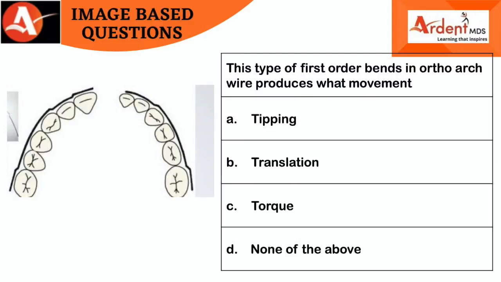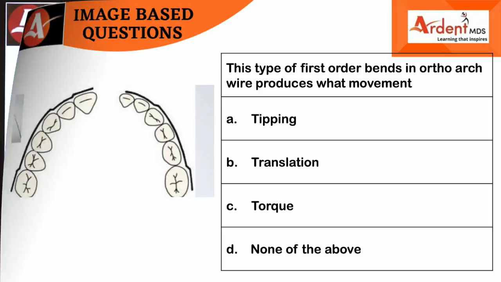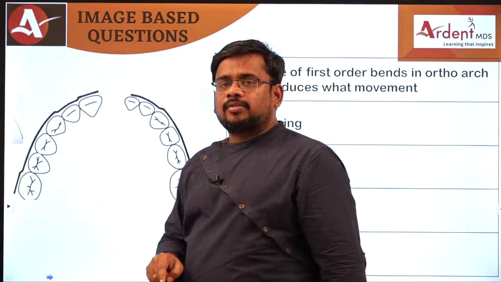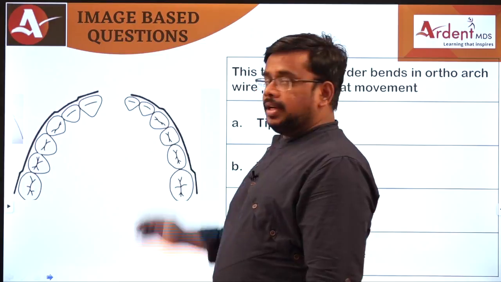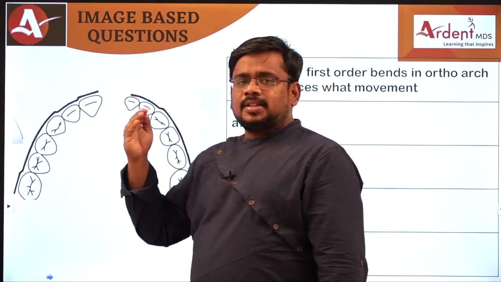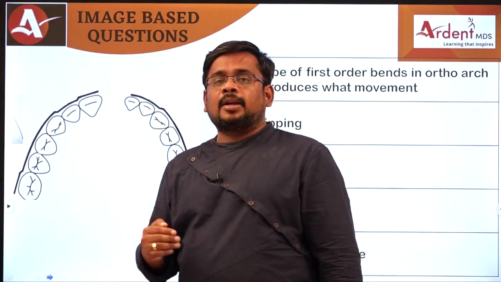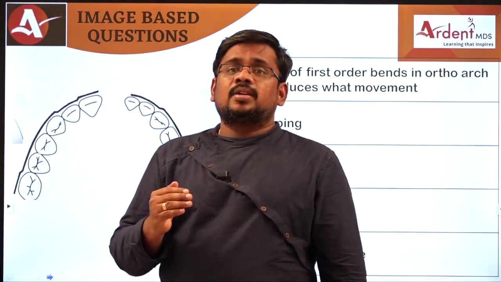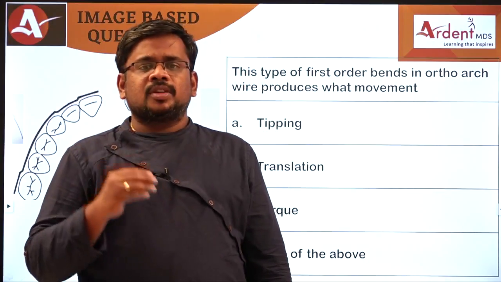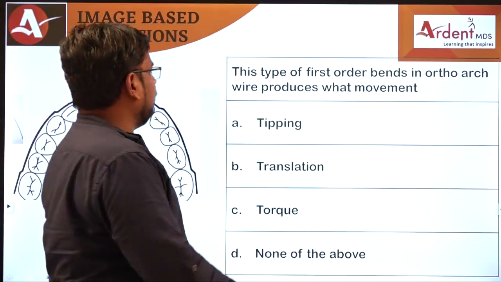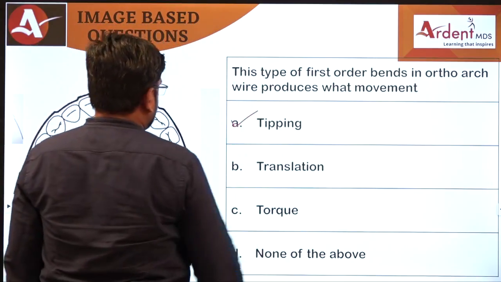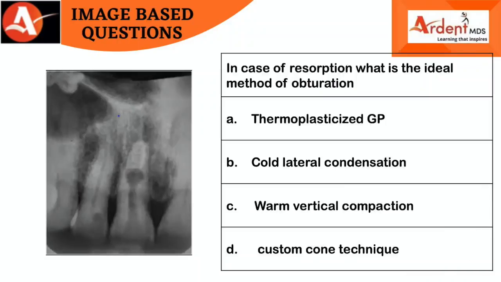Right. So this type of first order bend in an ortho arch wire produces what type of movement? If you see the image, there is either lingual bending or labial bending of the wire. Either this lingual bending or labial bending of the wire is called a first order bend. So this provides tipping movement. So the answer is A. A similar type of image was asked in the exam.